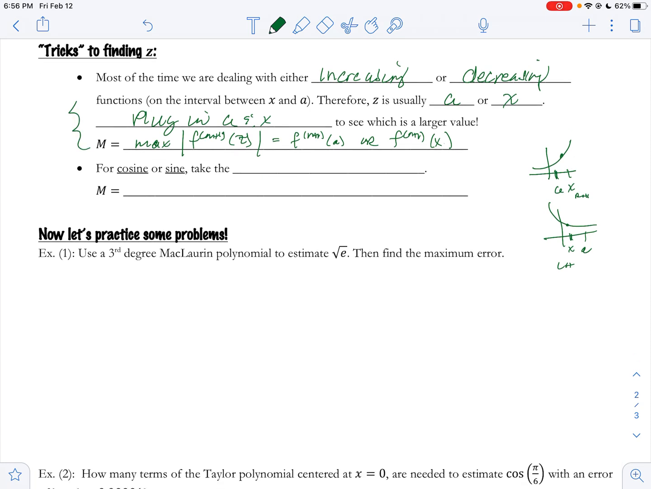So that's oftentimes and usually kind of the situation that occurs. Other times, sometimes if you have sine or cosine, then you just want to take the absolute value and you're going to let your M, which is the maximum of the n plus 1th derivative at z, be 1.